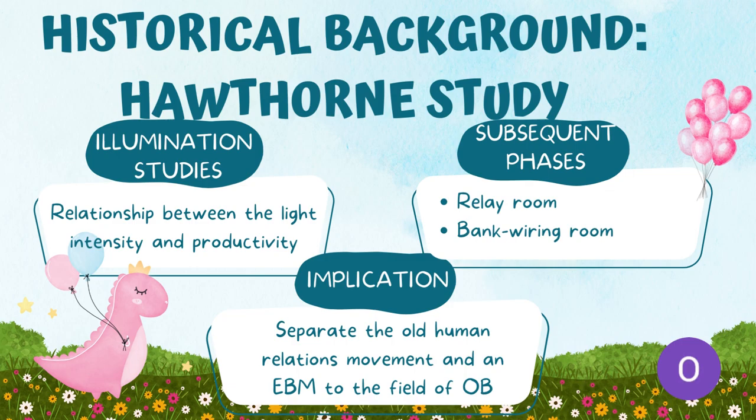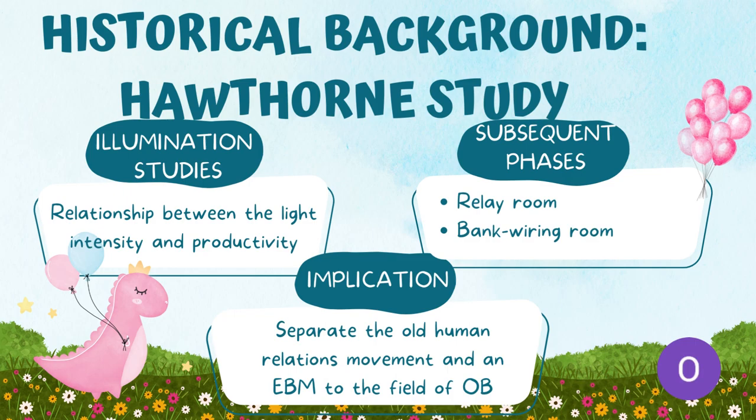Subsequent phases of the Hawthorne studies were conducted. First, a study in the relay room. Operators assembled relay switches. This was to test specific variables like length of workday, rest breaks, and method of payment. Each period yielded higher productivity than the previous one. Even when the workers were subjected to the original conditions of the experiment, productivity increased.